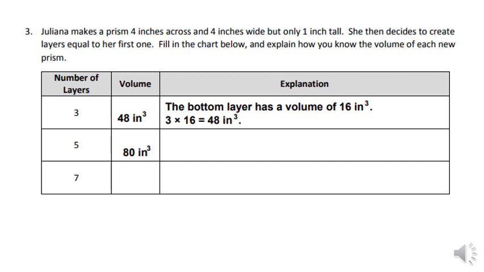Juliana makes a prism 4 inches across and 4 inches wide, but only 1 inch tall. Then she decides to create layers equal to the first one. Fill in the chart below. Okay. Well, it says 3 layers, 48 inches cubed. The bottom layer has a volume of 16 inches. So what you have to do with this, we know the volume, because volume equals length times width times height. And they want you to find out the volume of each new prism. Explain how you know.